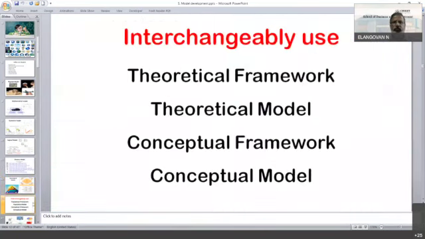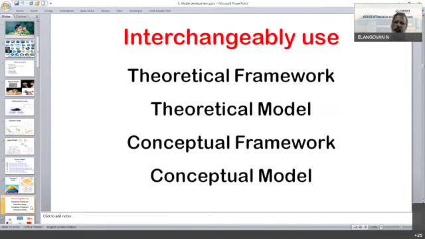So finally coming to our theoretical model and the conceptual model. This is where our research models are. But what happens is we use framework and model interchangeably.